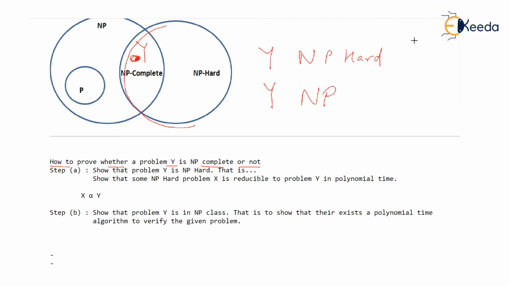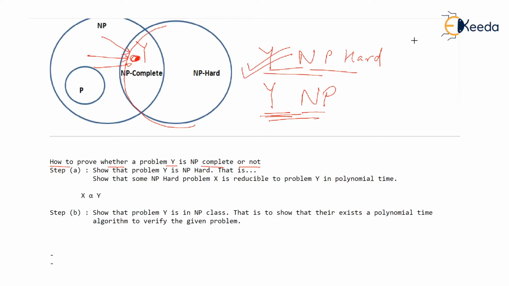That means a verification algorithm must exist for Y in polynomial time, and Y must be NP hard means every problem in NP must be reducible to Y in polynomial time. Isn't it so? If you are able to prove these two things, then you can surely say Y is NP complete. Now, how do you prove this? Let's see the first point. How can you prove that Y is NP hard?